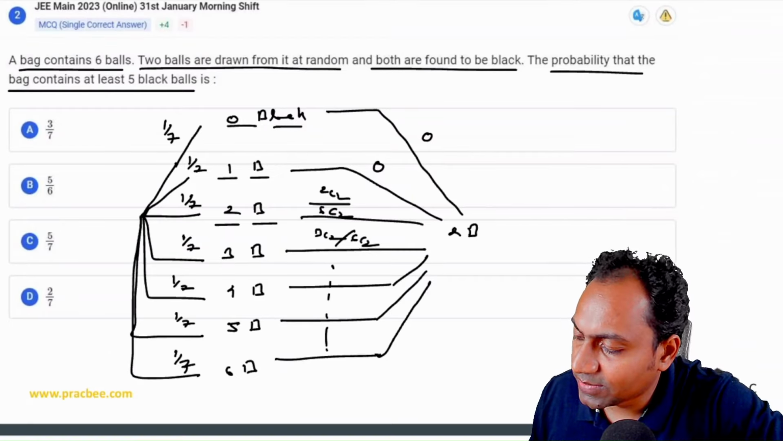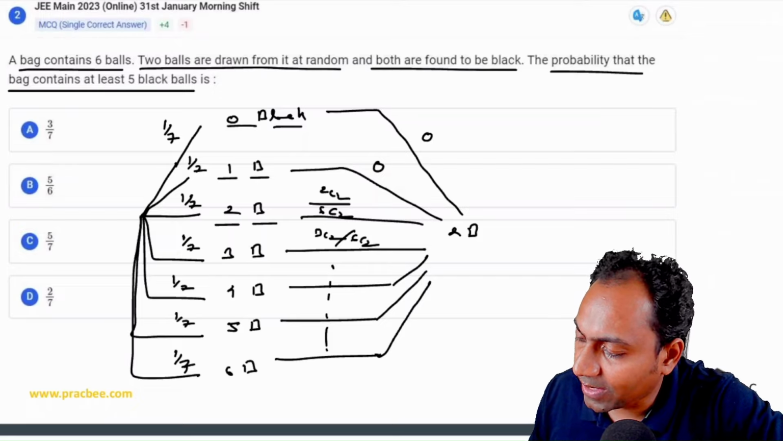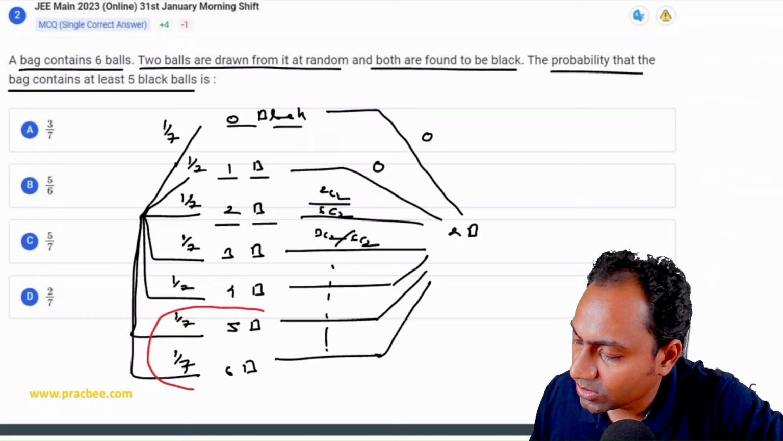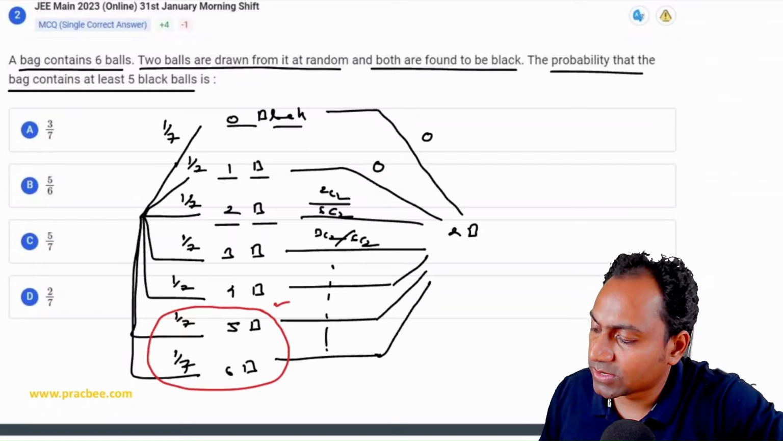So what they're asking is basically the probability that there are at least 5 black balls. So see, at least 5 black balls would mean these two cases. So this is the question based on Bayes theorem. But they have combined both of these cases' probability.